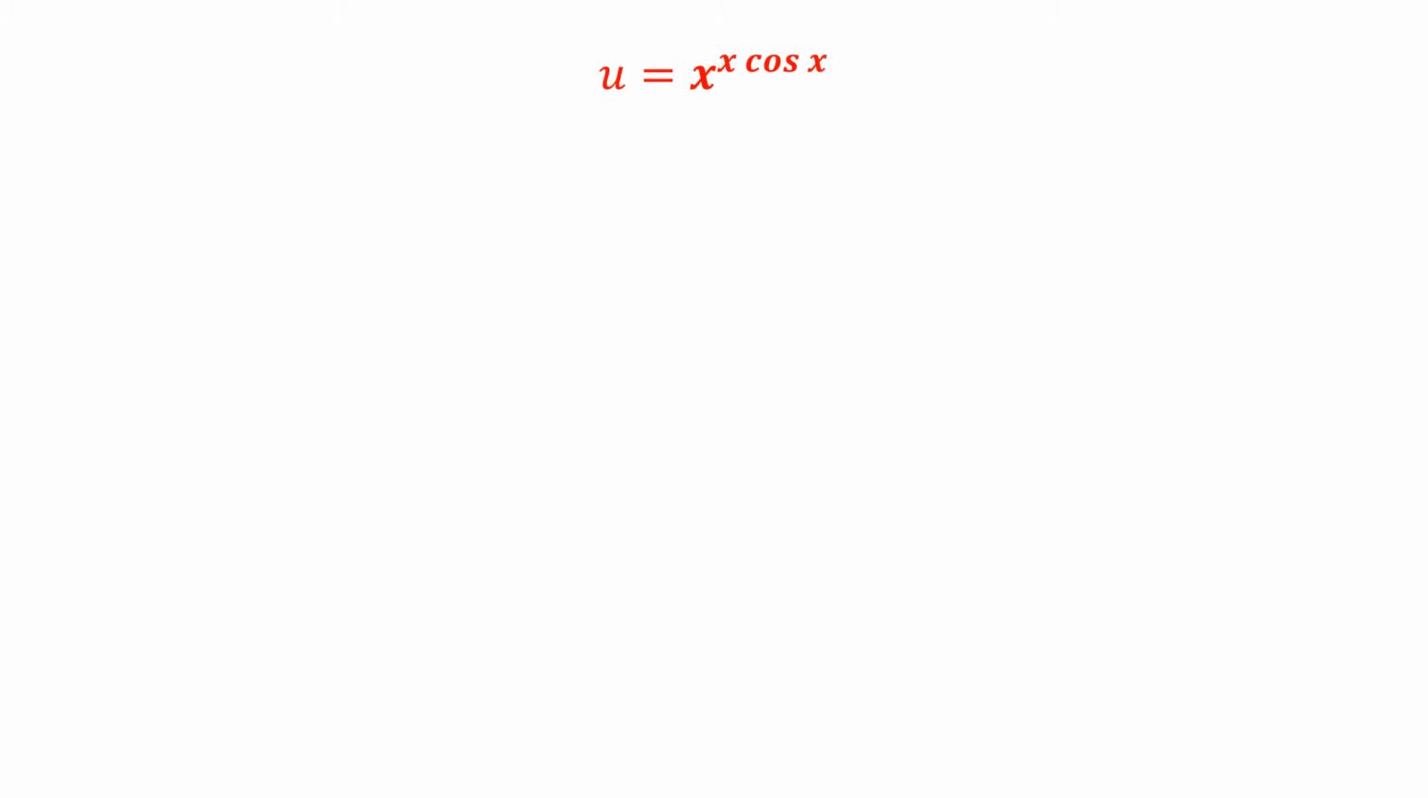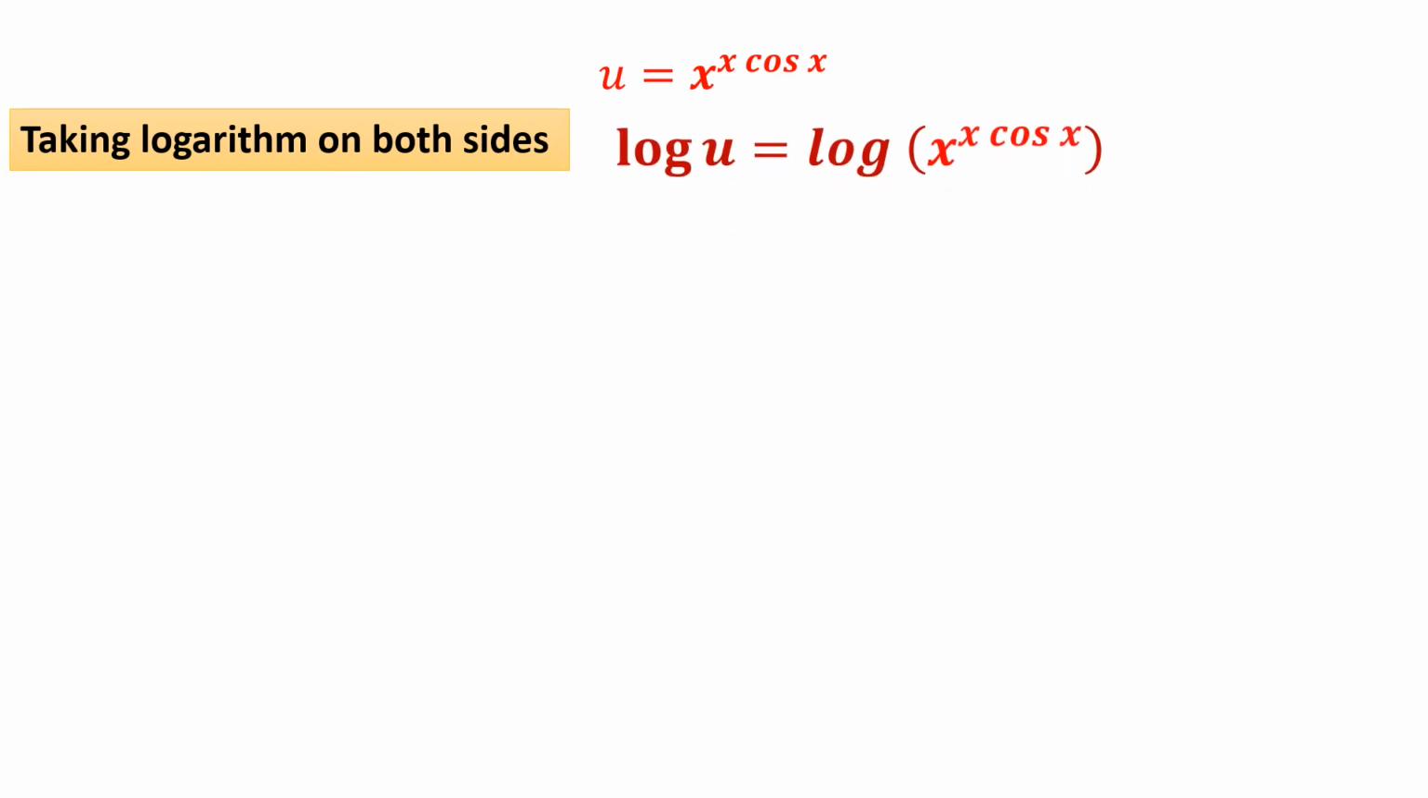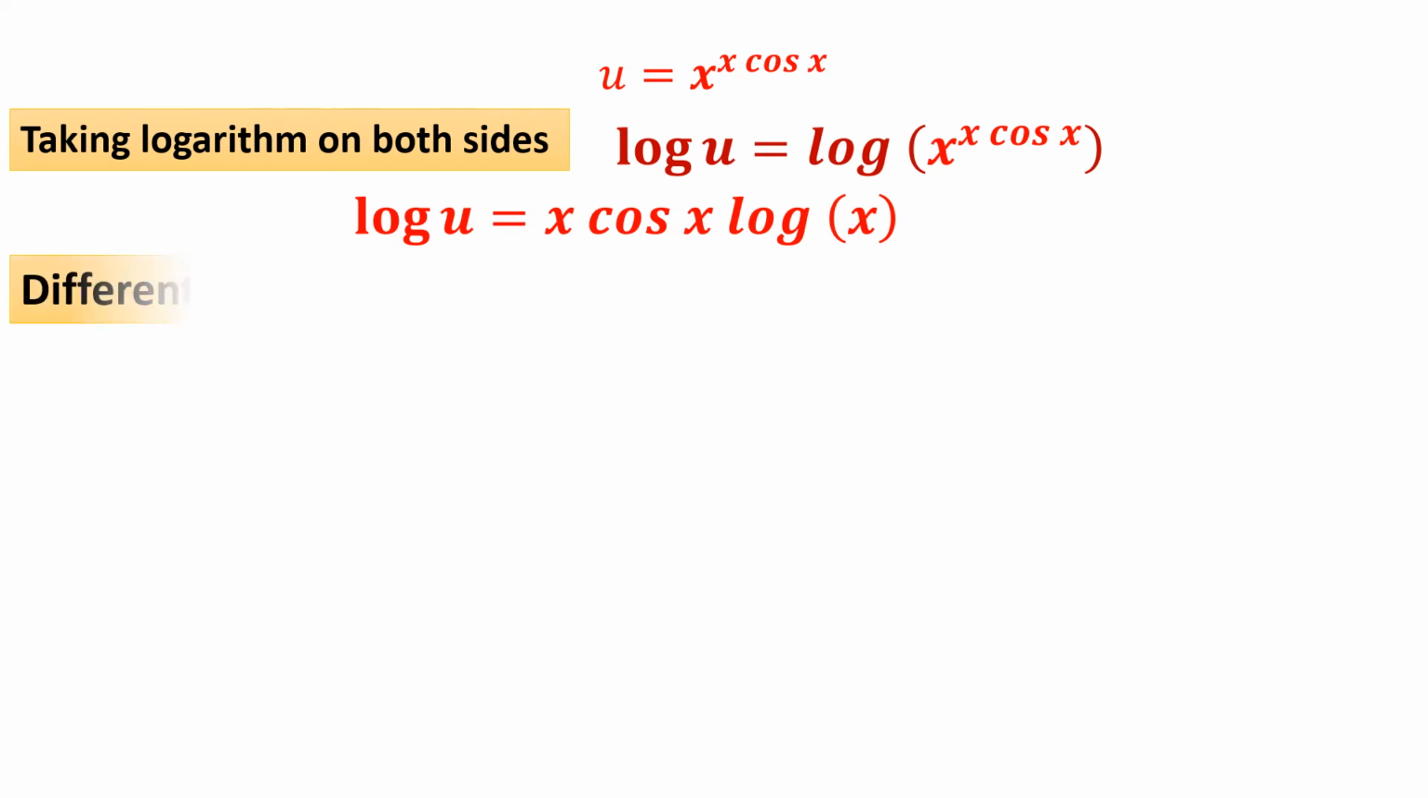Let us start with u = x^(x cos x). Take log on both sides. log u = log of x^(x cos x). Here the power is x cos x, that will come to the front. Therefore, x cos x into log x.